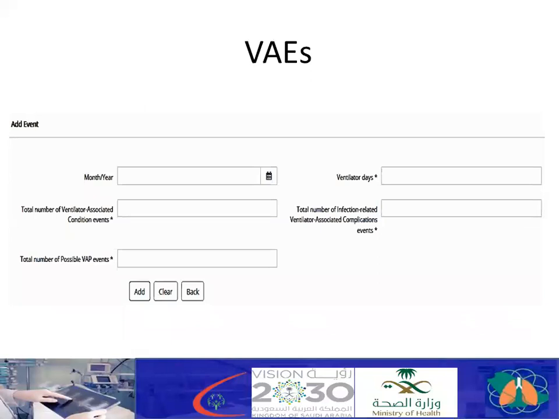So all of the summary data will be entered into 2 areas: the VAE and outcome measures. You can see here the month and the year, ventilator days, which is the total number of ventilator associated conditions for all of the patients, those who started ventilation in that month, and the number of VAC and BVAP will also be documented here.